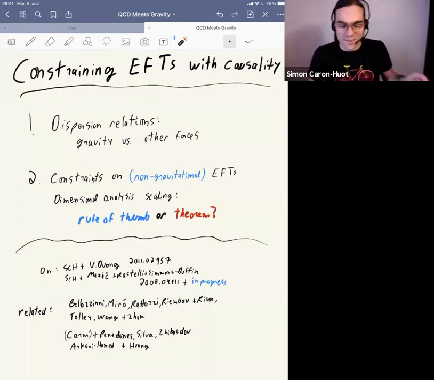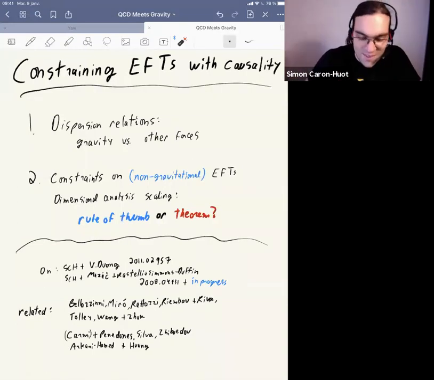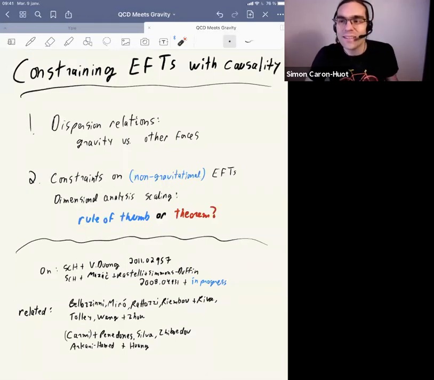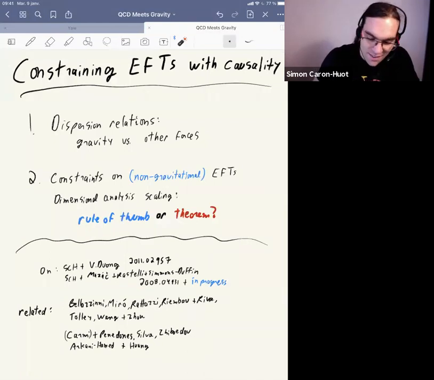Hi everyone, thanks for the opportunity to speak here, especially for a talk that's going to be only aspirationally connected to gravity. The aspiration is that the tool we're going to use, the dispersion relation, is a 100-year-old tool, but it's never really been applied so much in gravity, and I really think it's going to reveal great things.